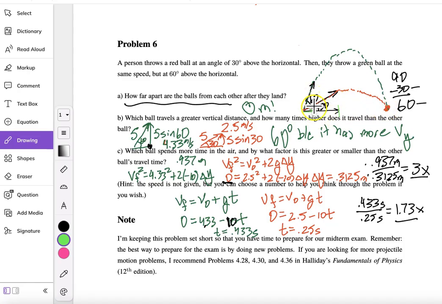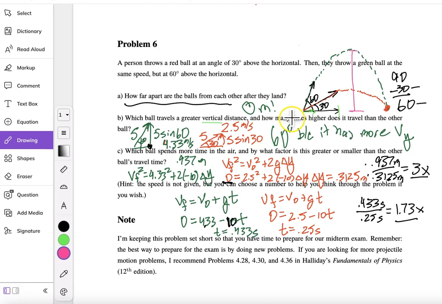So in the end, all you have to remember is if the two angles add up to 90, so if you take 90 minus one of the angles and that gives you the other angle, then they both will hit at the same spot. They want to know which ball travels a greater vertical distance. Remember, that's our distance from the very top to the very bottom. You can see just from this that the green ball goes a lot higher than the red ball, and they want to know how many times higher.